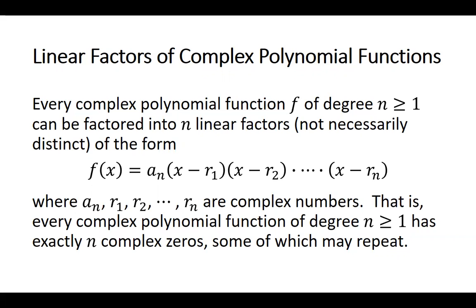That is, every complex polynomial function of degree n greater than or equal to 1 has exactly n complex zeros, some of which may repeat. So whereas with our earlier polynomial functions, we said there was the possibility that they could have fewer real zeros than the degree, now when we're dealing with complex polynomial functions, there will be the same number of complex zeros as the degree. Now some of them may be repeating, so our multiplicity may be greater than 1.